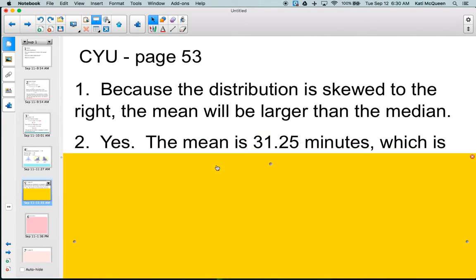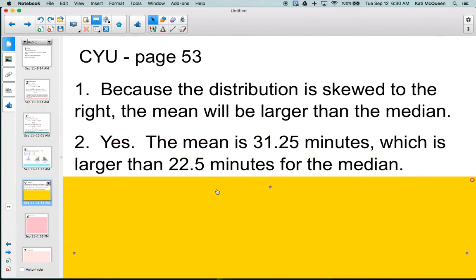Right? So here our mean is 31.25 when you add up all those values and divide by 20, which is larger than the median they gave us of 22.5, which makes sense because our distribution is skewed to the right.